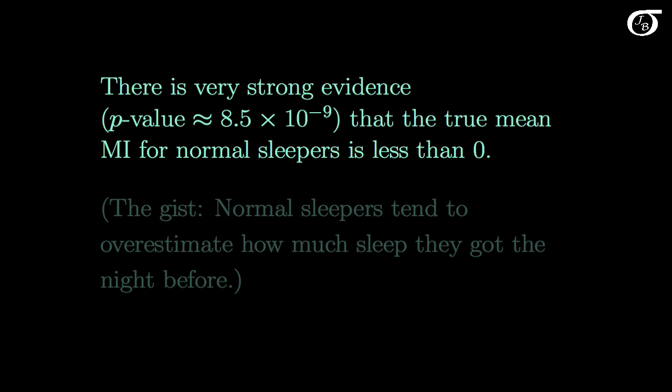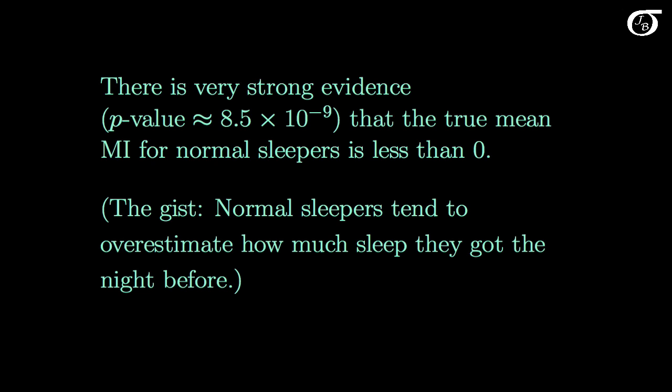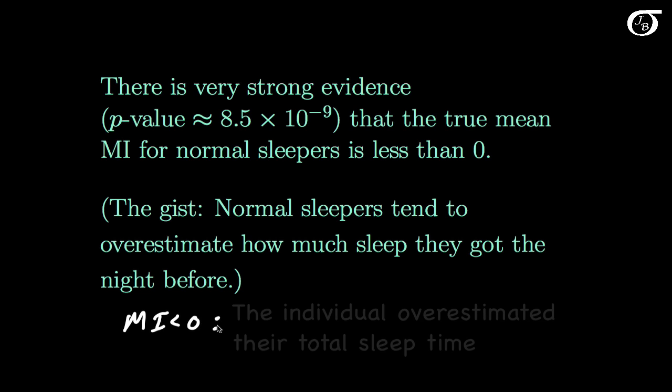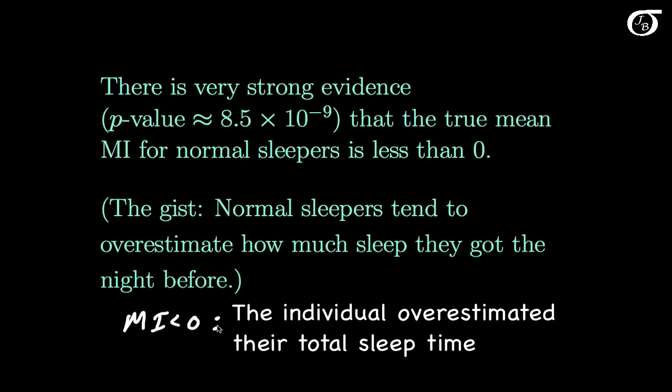And so we have very strong evidence, with our two-sided p-value of approximately 8.5 times 10 to the negative 9, that the true mean MI for normal sleepers is less than 0. In slightly loose terms, normal sleepers tend to overestimate how much sleep they got the night before. An MI value less than 0 indicated that the individual overestimated how much sleep they got.